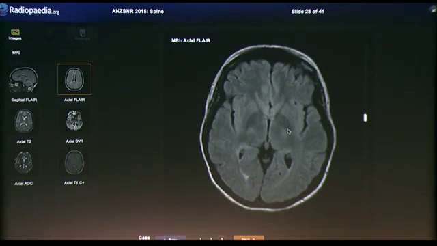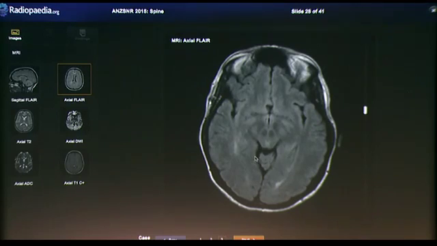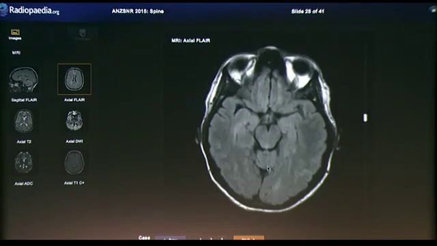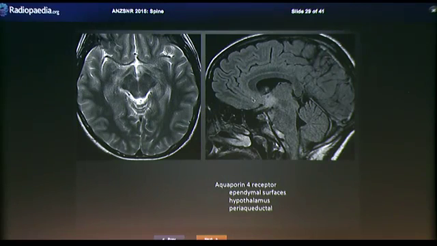And this, if you remember from the earlier discussion, in the periventricular region and the periaqueductal grey area, these are areas where there are high levels of expression of the aquaporin 4 water channel receptor, which is the target of the autoimmune channelopathy that is neuromyelitis optica. So the combination of a longitudinally extensive cord lesion, these sorts of brain lesions, or say hypothalamic involvement, would point you towards neuromyelitis optica as the culprit. And indeed, this patient had positive NMO serology.